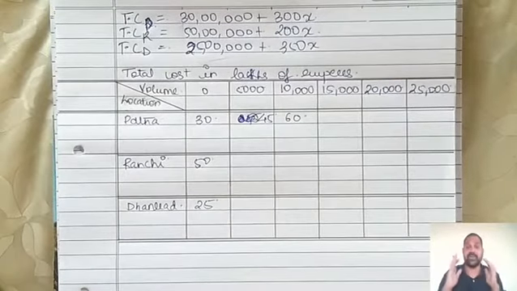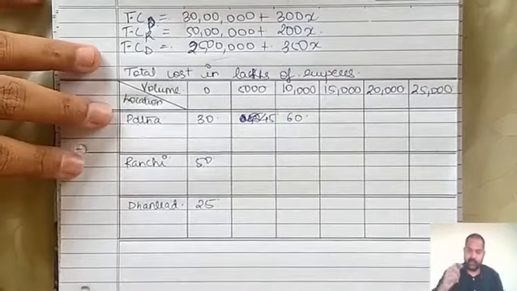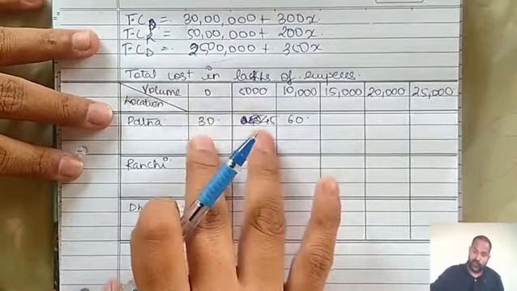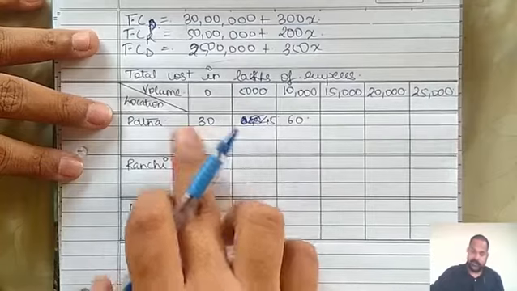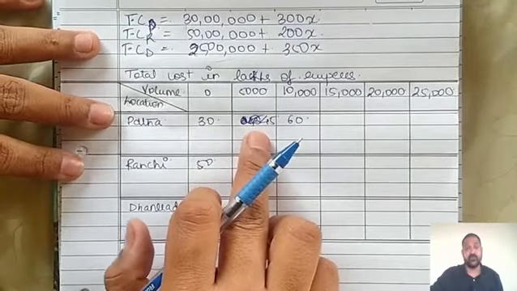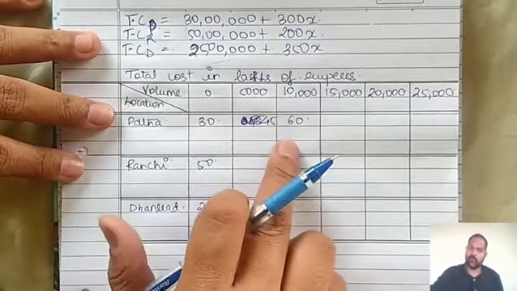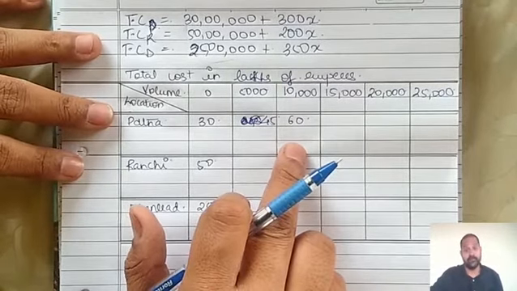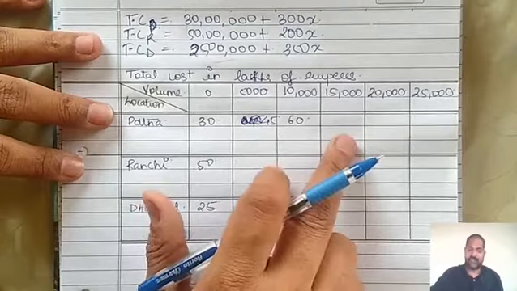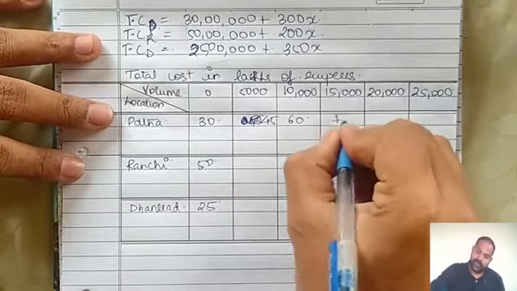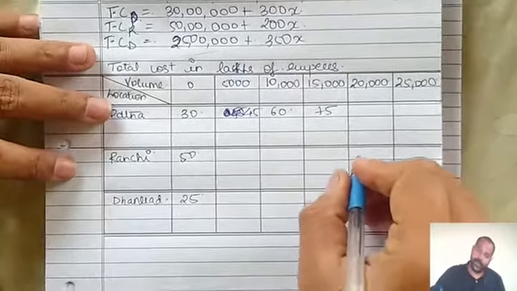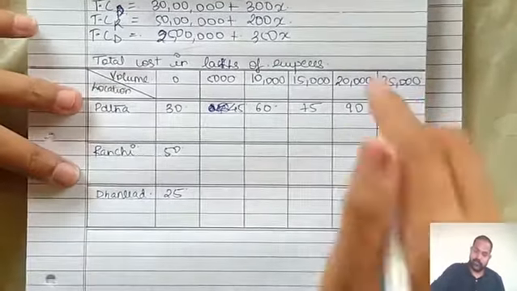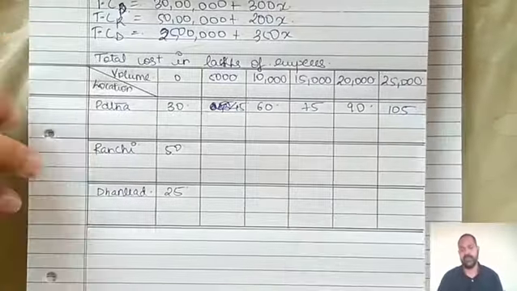If you understand something called rate of change, the rate of change for a linear curve is always the same. So if for the first 5,000, 30 becomes 45, which means there is an increase of 15. For the next 5,000, there will be another increase of 15. 45 plus 15 is going to become 60. For the next, it's going to be another 15, which will become 75. For the next, another 15, which will become 90. For the next, another 15, which will become 105 lakh.